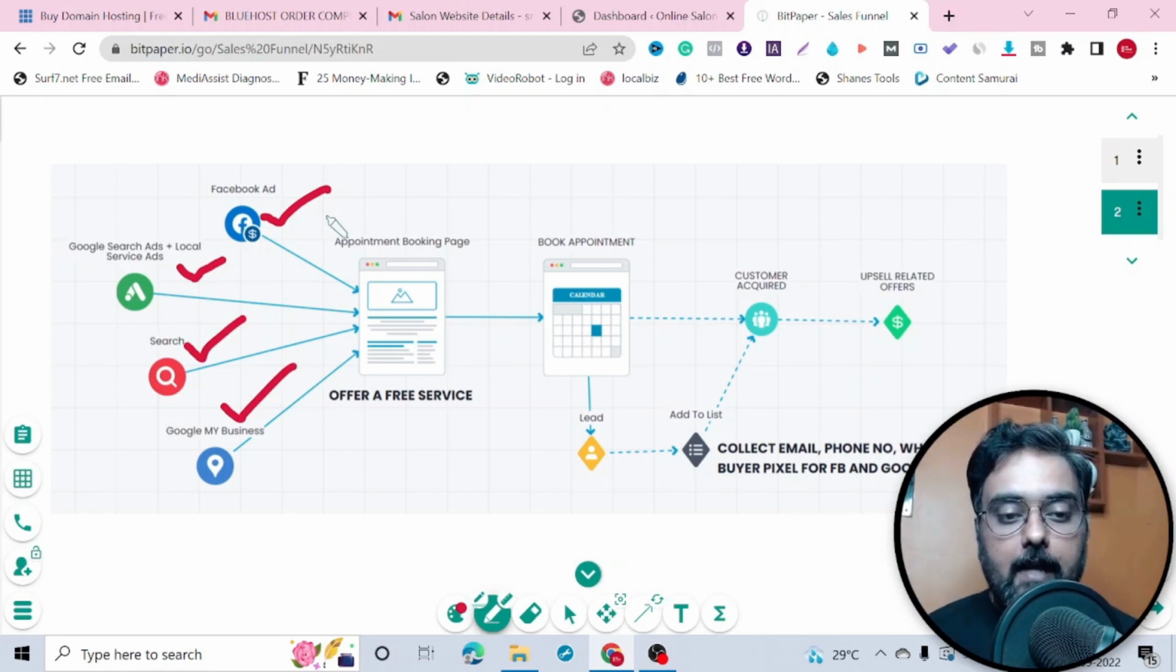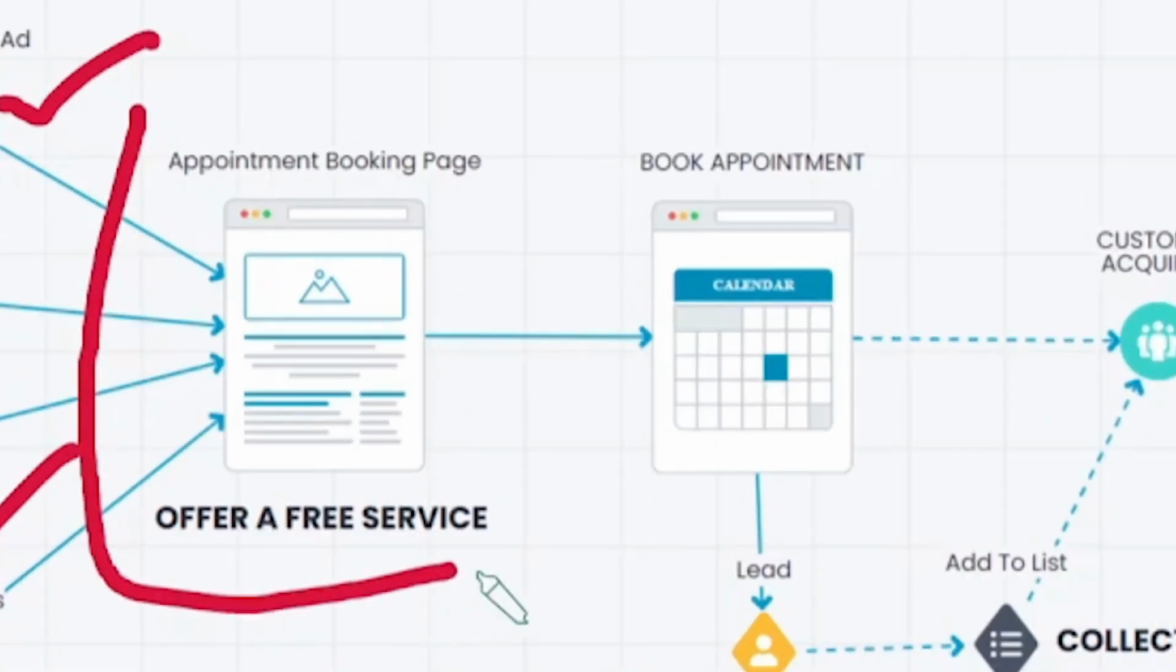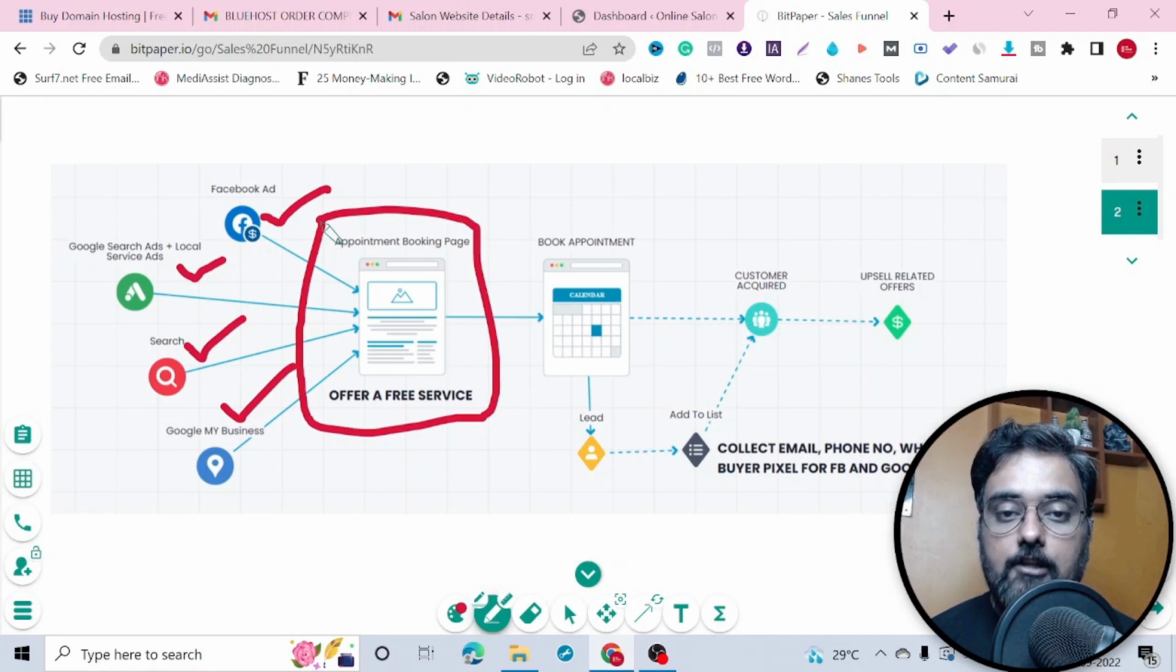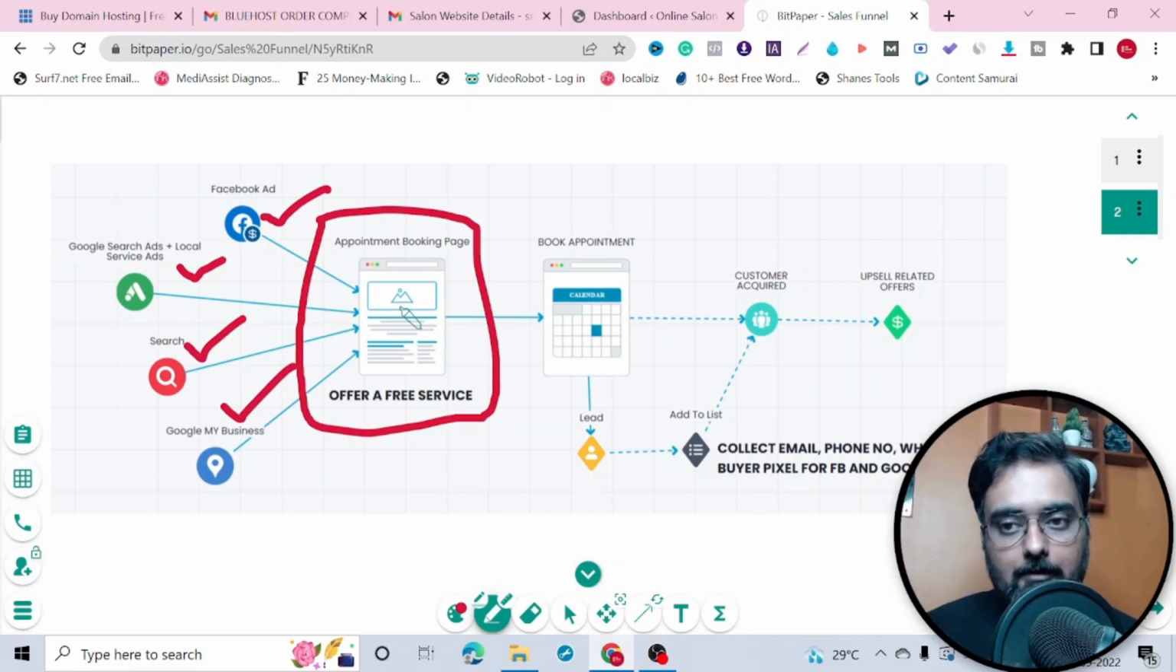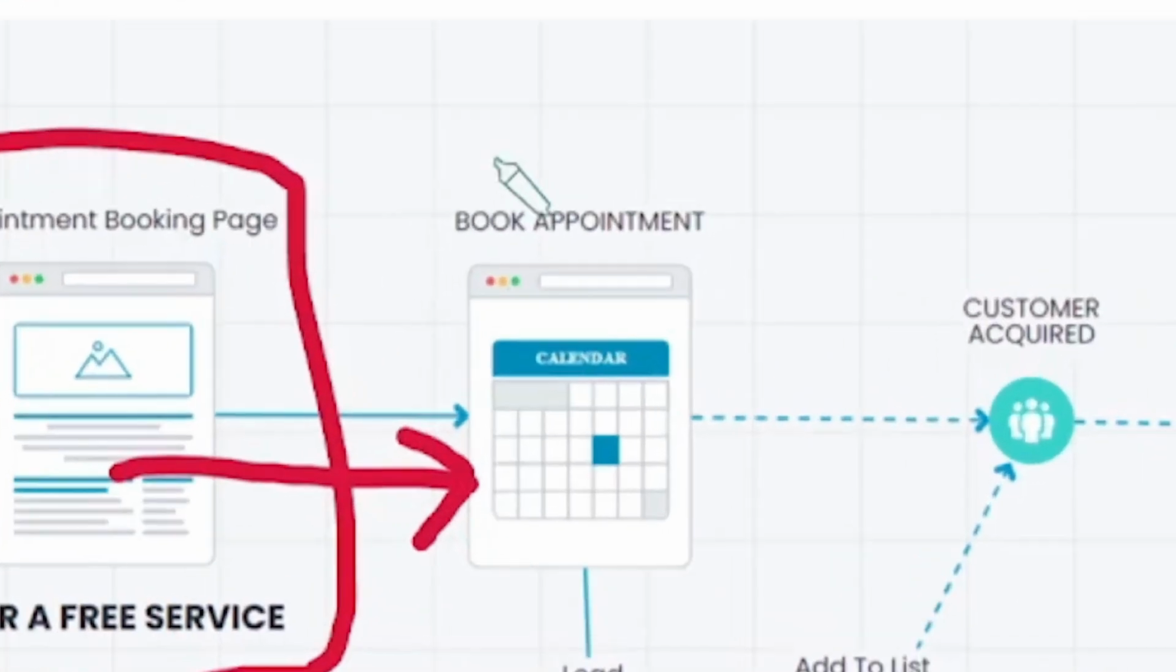Now with that being said, we are going to drive all this traffic into a lander page. Now this page we will create on WordPress. I'll show you exactly how to create it, don't worry. And in here what we'll do is that we'll have all our services listed, that is all the things that we do as a salon, and then we are going to offer them a free service, maybe a free haircut just for once in lifetime. We are going to give them a free haircut, and if they select to opt for that, they are going to be taken up to an appointment booking page.